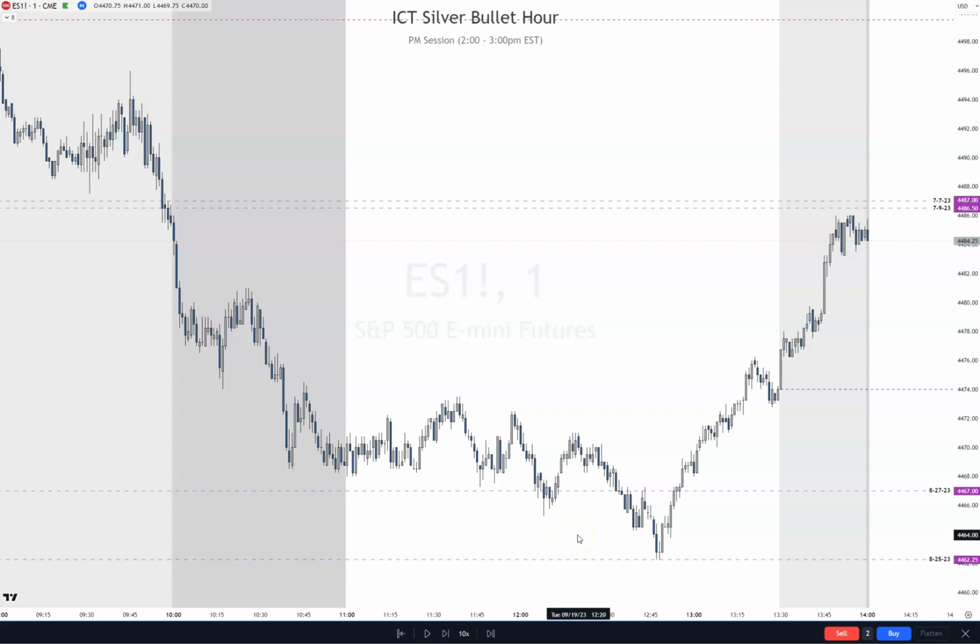Today I want to go over the PM Silver Bullet on Tuesday, September 19th. So I have the chart, it's the 1 minute chart, and I have the 10 a.m. to 11 a.m. Silver Bullet hour over here, and then we're starting the PM session over here. What does this look like to you?